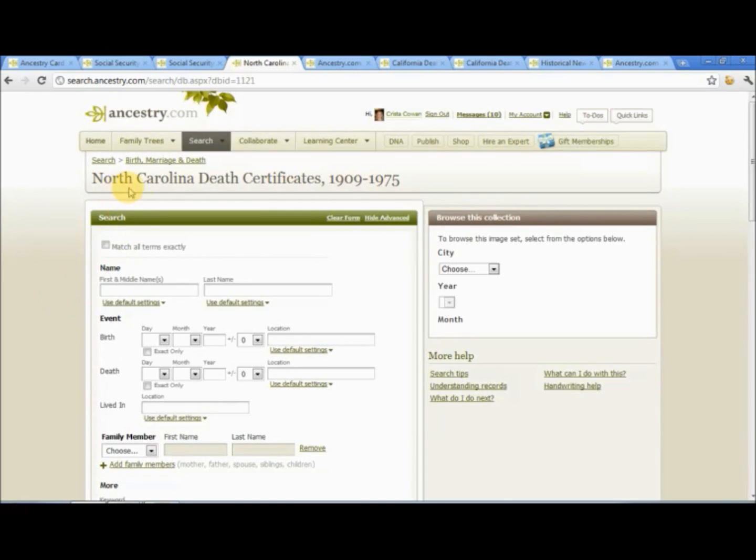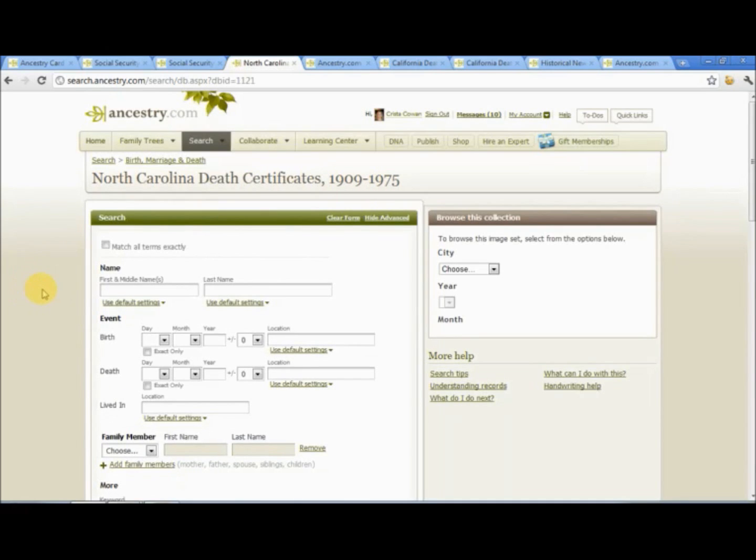You'll notice this is the North Carolina death certificates from 1909 through 1975. 1909, I believe, is when the state started aggregating the death certificates in North Carolina, and 1975 is how recently they've made them publicly available.